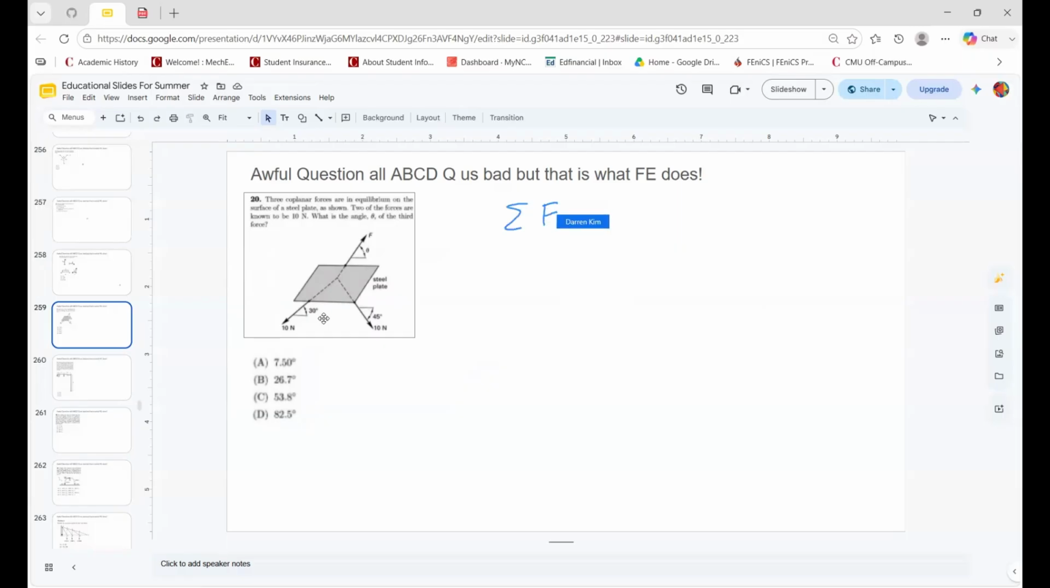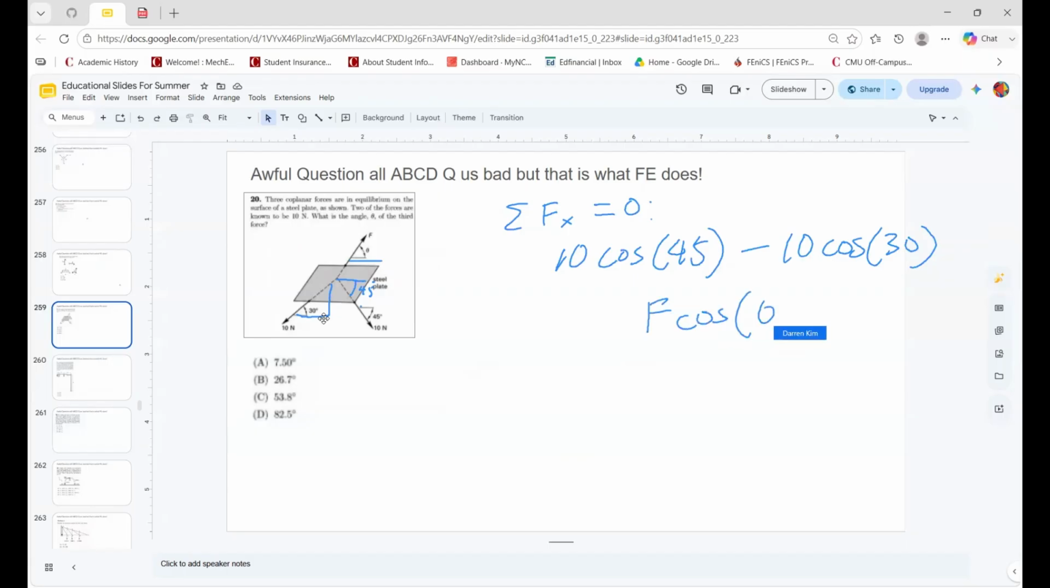I think I'm going to go with summation of Fx equals 0. You could go with y actually. It shouldn't matter. Anyways, with that said, same line of thinking. This is 45, right? So this bar is cosine. So 10 cosine 45 is positive, minus, and this one's over here, which is also 10 cosine 30. And over here, it's going to be F cosine of whatever theta is, equals 0. And then it's just going to be cosine inverse. And then actually, no, wait, what's going on? We don't know what F is. Oh, there's two unknowns. I was wrong.